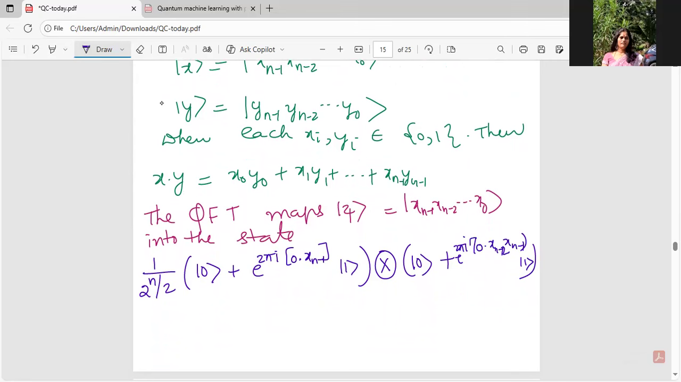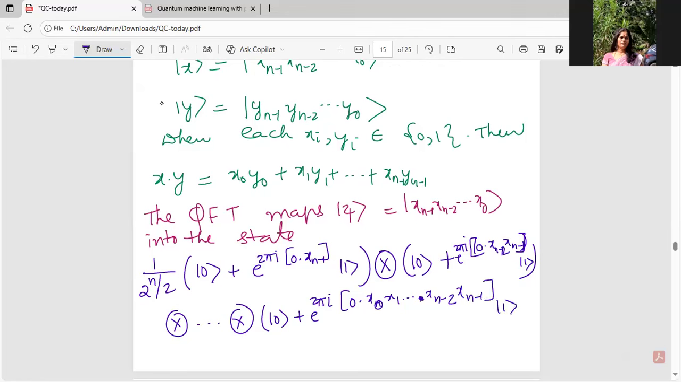What is that? The square braces, the power of e power, what that denotes I will define. Don't worry. Tensor product. The last term would be something like e power 2 pi i 0.x_0 x_1 and so on till x_{n-2} x_{n-1}, ket 1. There is no comma, by the way. This is how it is defined for the quantum Fourier transform.